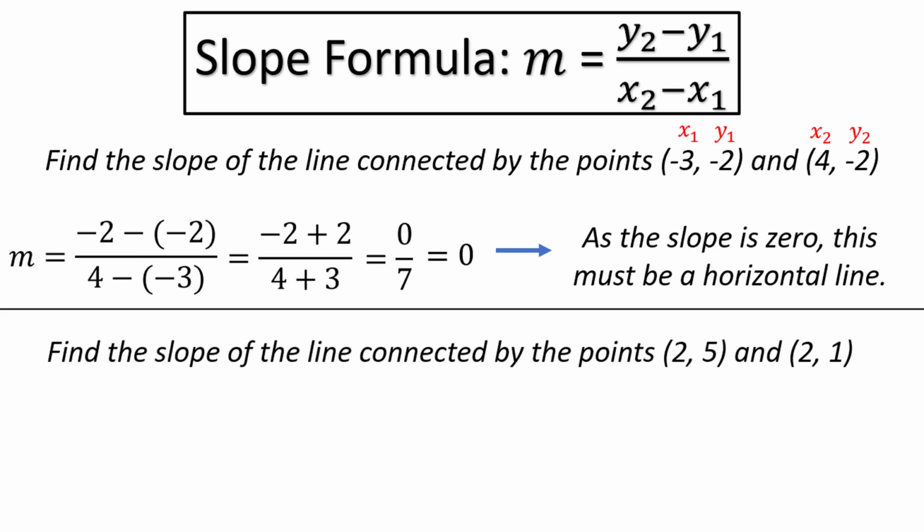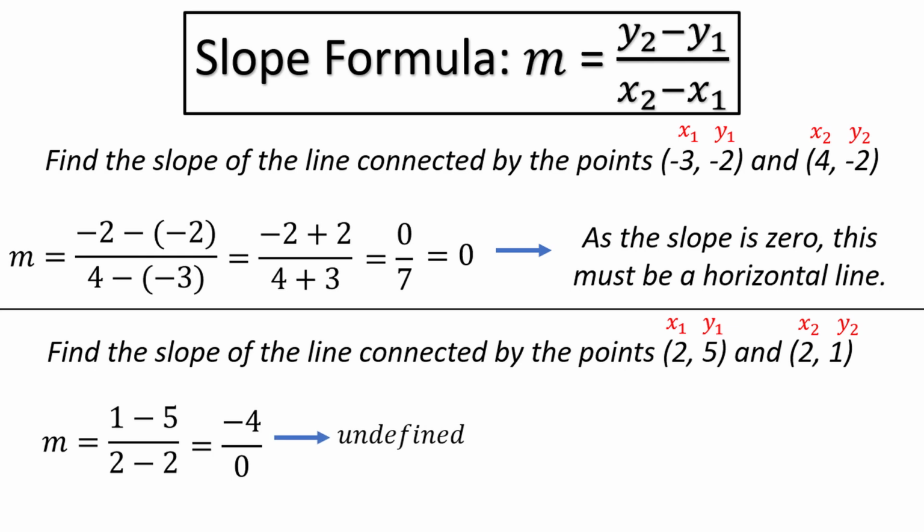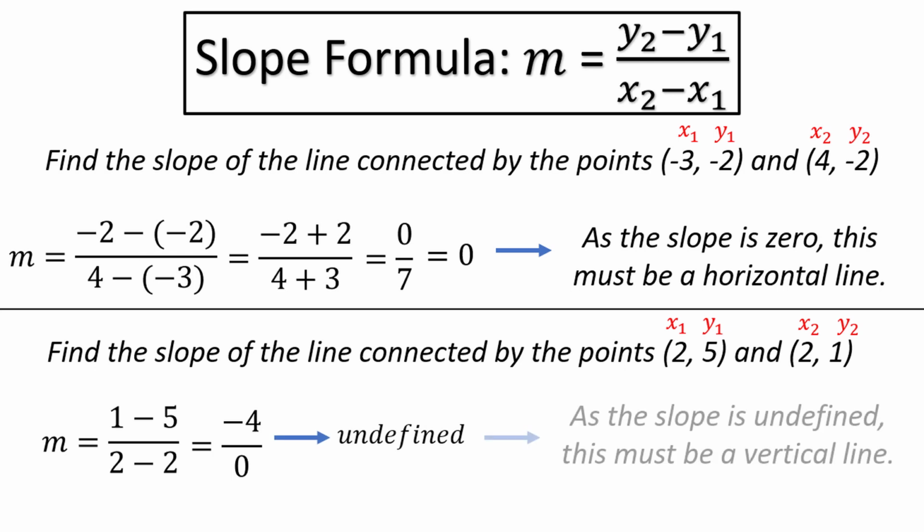What is the slope of the line passing through the points (2, 5) and (2, 1)? We can let x1 equal 2, y1 equal 5, x2 equal 2, and y2 equal 1. Plugging into the formula, we have m is equal to (1 minus 5) over (2 minus 2), which simplifies to -4 divided by 0. Division by 0 is not defined in math, meaning that our slope is undefined. Vertical lines have an undefined slope, meaning that the line connected by these 2 points must be a vertical line.